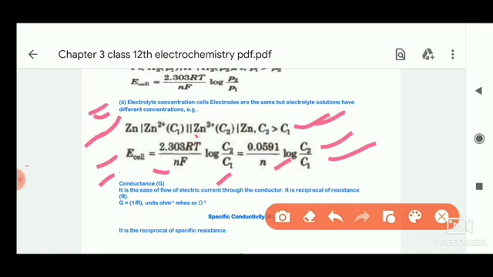Now we talk about conductance, which is represented by G. It is the ease of flow of electric current through the conductor. It is the reciprocal of resistance. You know what resistance is, that is R. V equals IR, you must have studied this in physics. So G equals 1 by R. Its unit will be ohm inverse, and this is the sign of ohm.